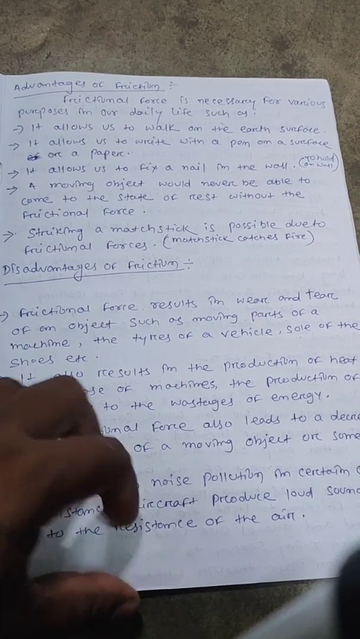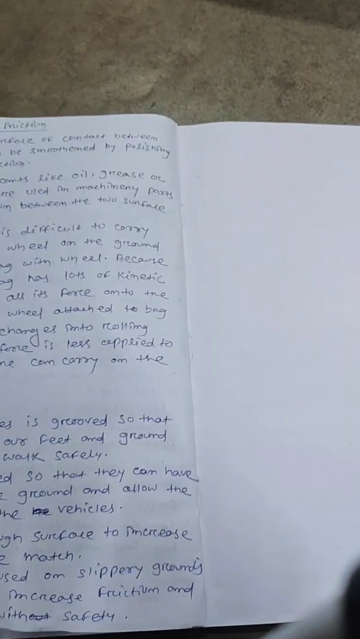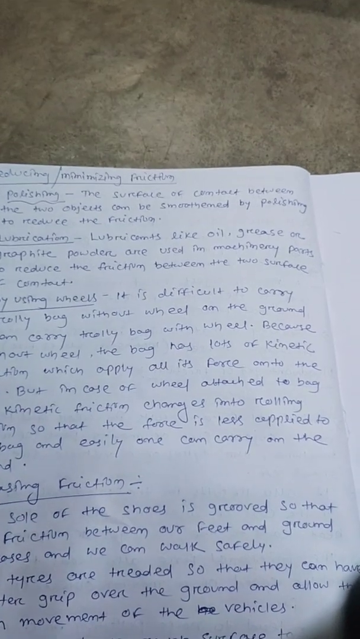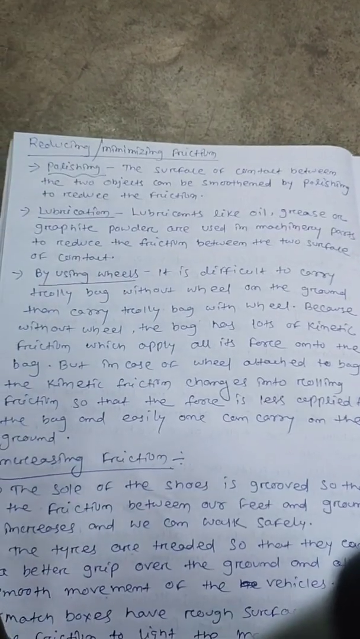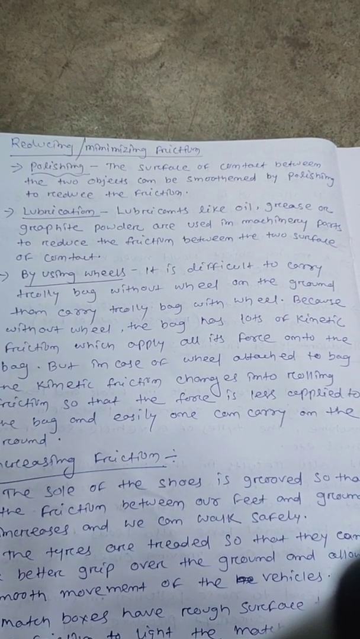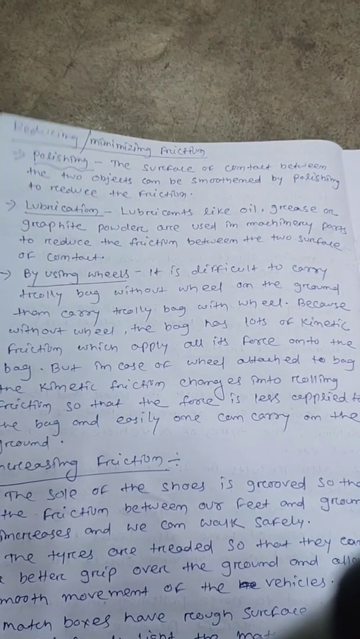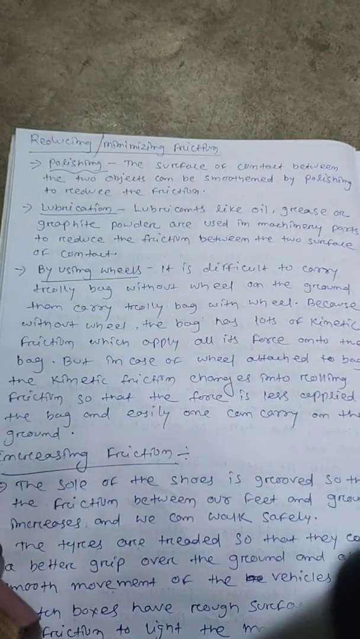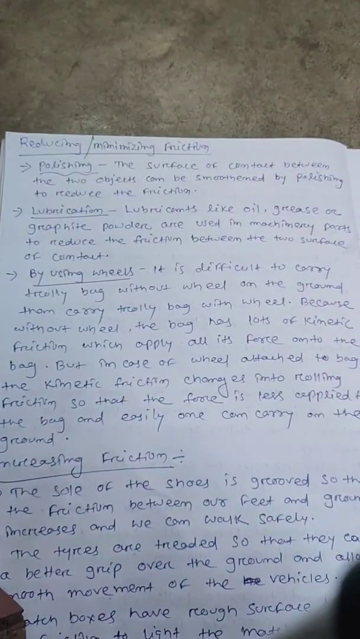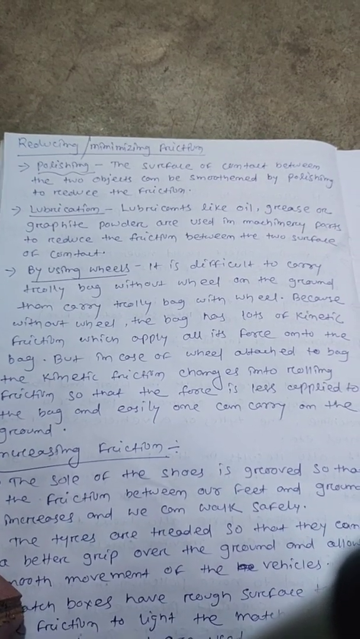And finally we are moving into how we can reduce or minimize friction, and how we can increase friction. So first of all, how we can reduce or minimize friction. There are basically 3 points: polishing, lubricating, and using wheels. Polishing the surface of contact.